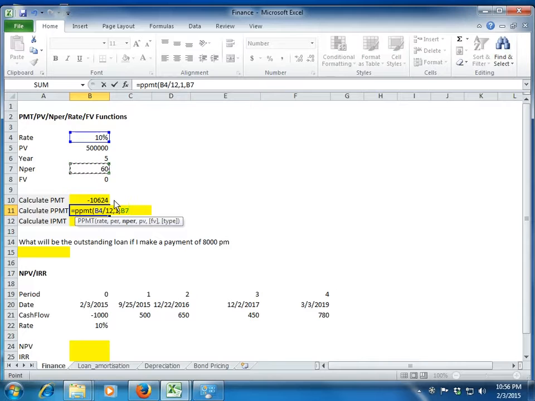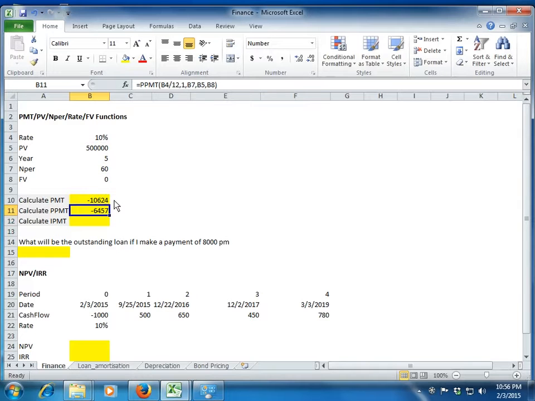Number of periods, again I give 60, present value is 5 lakh and my future value is 0, and I close the bracket. So you see that out of the total installment of 10,624, 6,457 is my principal amount, and as you can guess, the rest will be your interest.